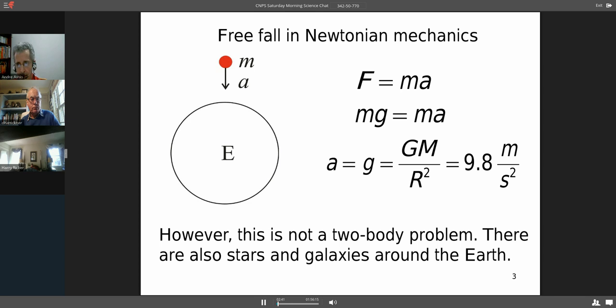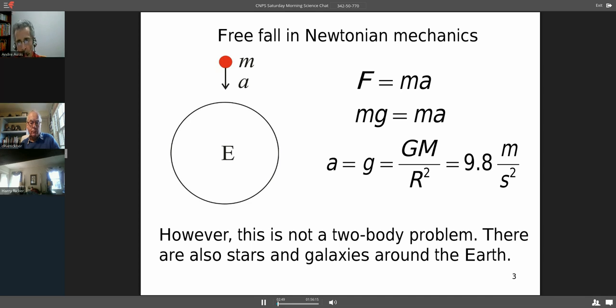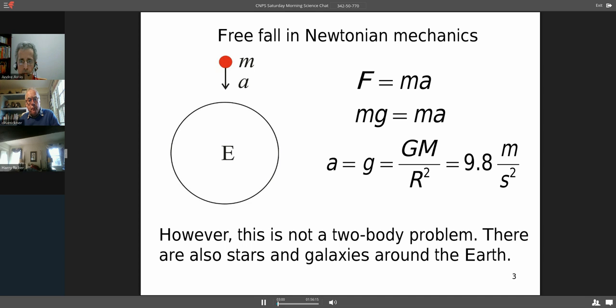The force here is the weight of the apple, mg. So the two masses cancel, and we obtain that the acceleration of free fall will be the small g, which, if we apply Newton's law of gravitation, will be capital G, mass of the earth, divided by the radius of the earth squared. When we plug in the numbers, we obtain 9.8 meters per second squared. So this is the simplest problem in dynamics, constant force and constant acceleration.